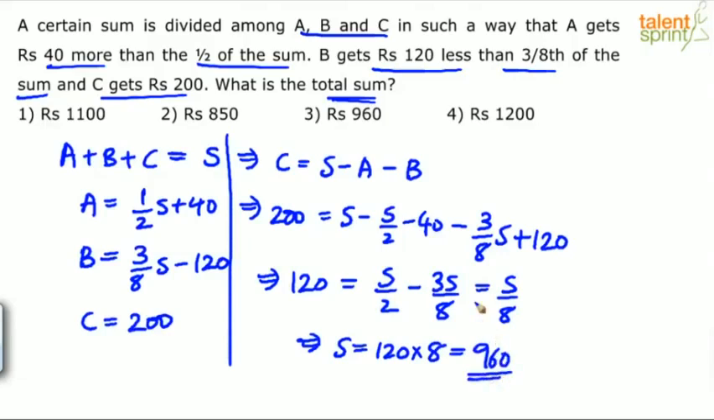What is he asking us to find out? Total sum. Total sum 960. Option 3 will be the answer. He can probably ask us to find out the share of A. So what will be the share of A? Half of 960 plus 40, so 520. Or what is the share of B? 3/8 of 960 minus 120. So do those calculations. You getting it? So simple. Solve the equations properly.